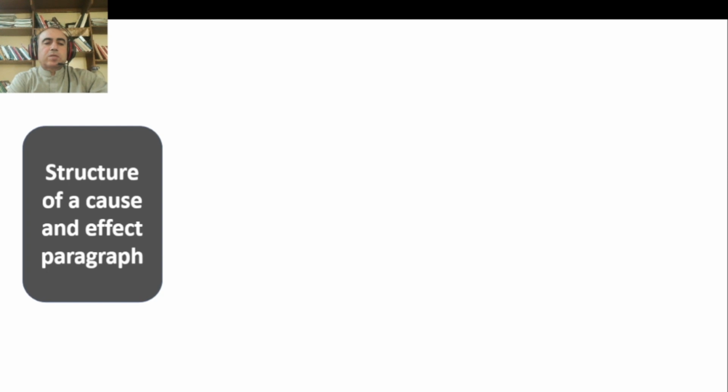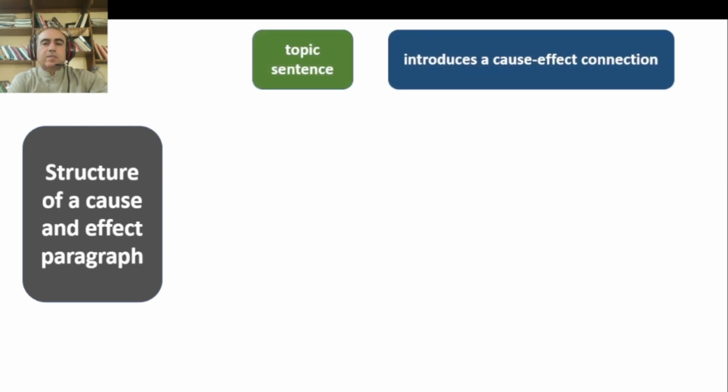Then there is the structure of cause and effect paragraph. Again, it has a topic sentence that introduces the cause and effect connection between two things. For a cause and effect paragraph, of course, there would be two elements, and there is usually a cause and effect relationship. One is the cause, the other is the effect of that. One is the independent variable, the other is the dependent variable. So the topic sentence comes up with independent and dependent variables.